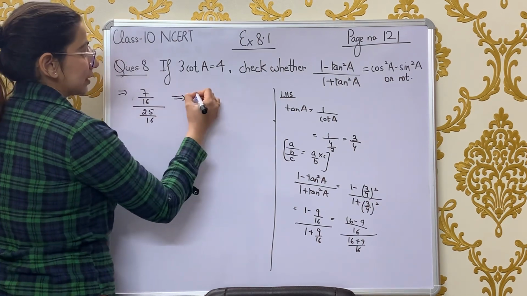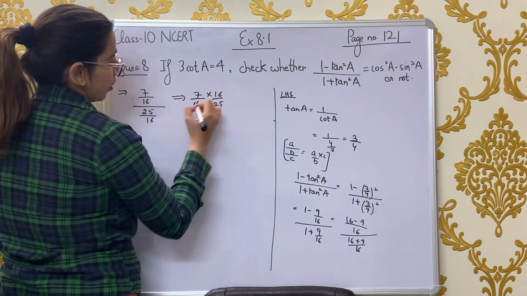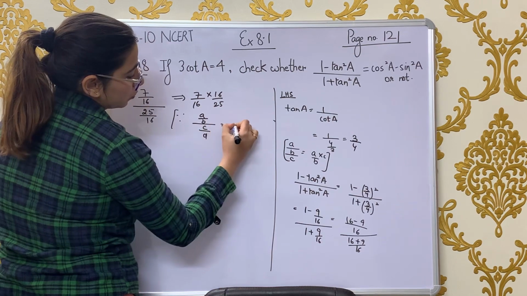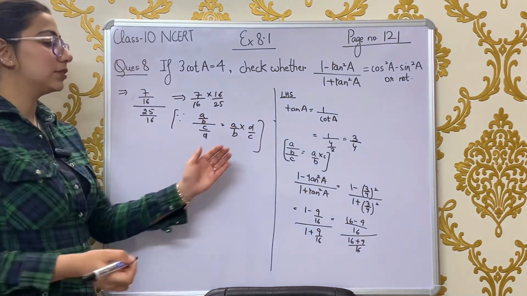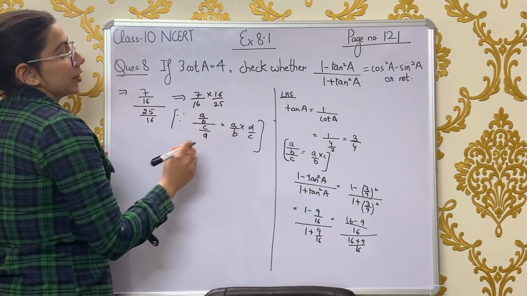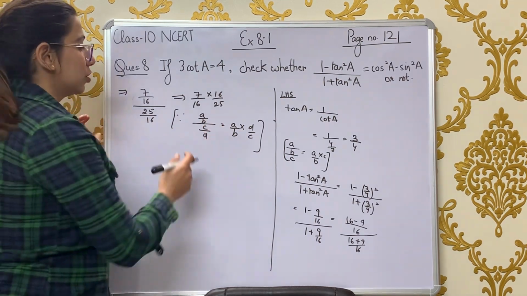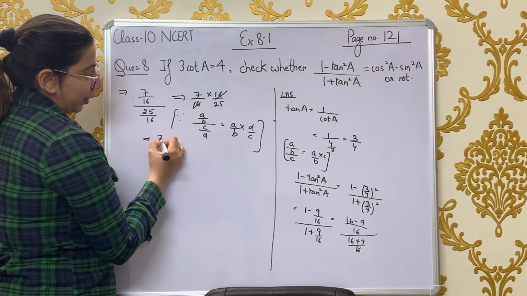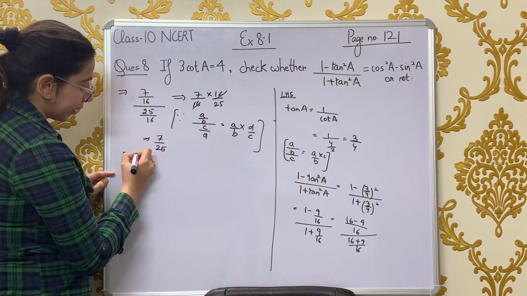So we can write this as 7 by 16 into 16 by 25. How? Because (A by B) upon (C by D) is equal to A by B into D by C. That is, the reciprocal of the denominator gets multiplied by the numerator. So 16 gets cancelled, and we get 7 by 25. This is our LHS. Now let's calculate the RHS.